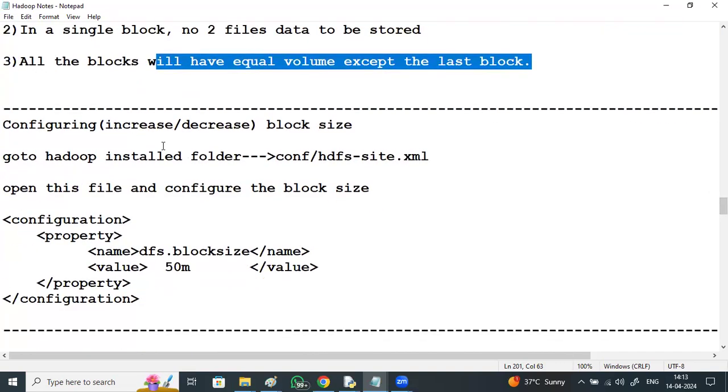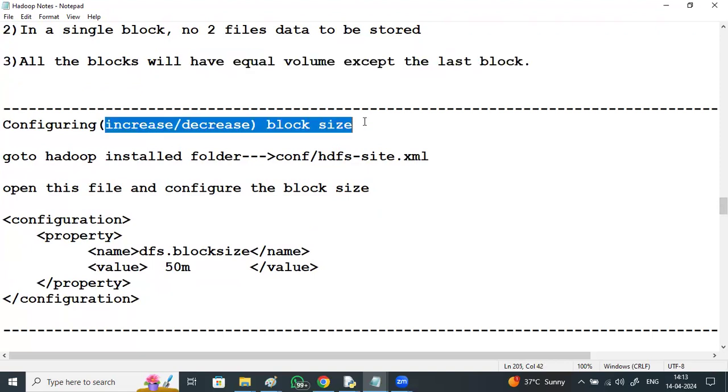Increasing or decreasing the block size. The file is divided into blocks, 64 MB blocks. 64 or 128, but we can even set our own block size, right? So, for configuring the block size, increasing or decreasing it, how do we do it?